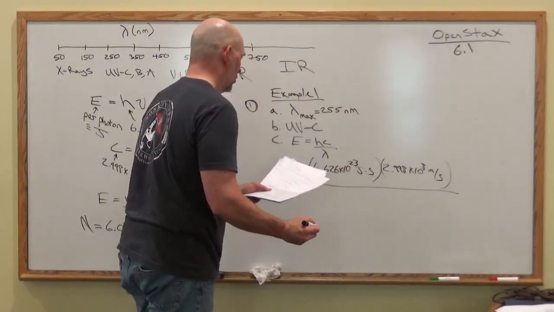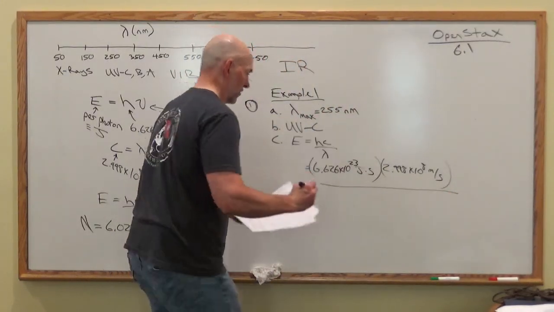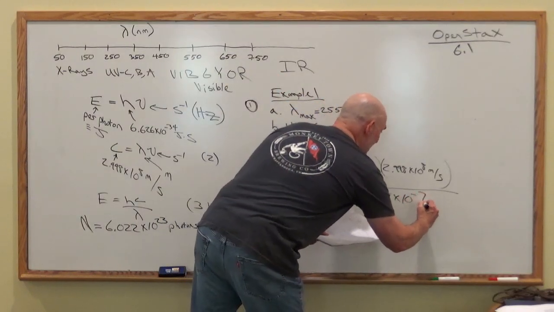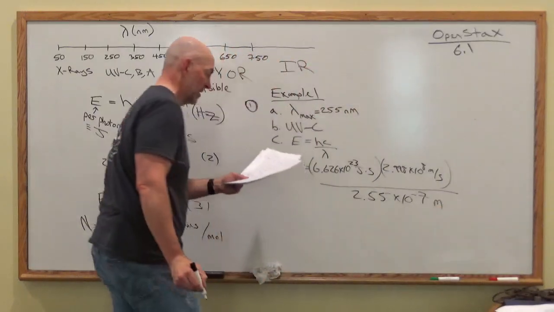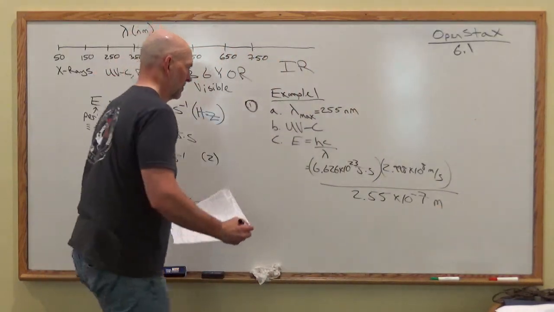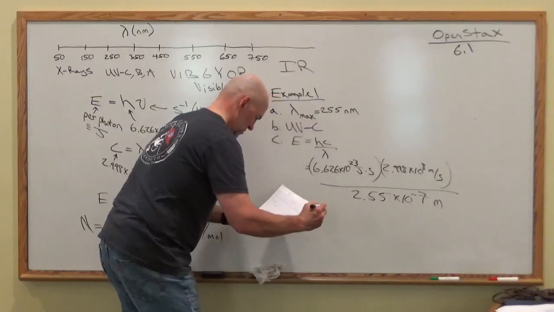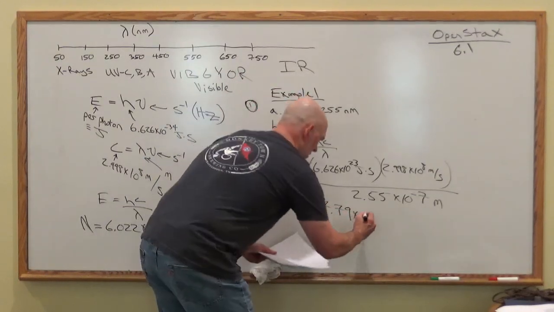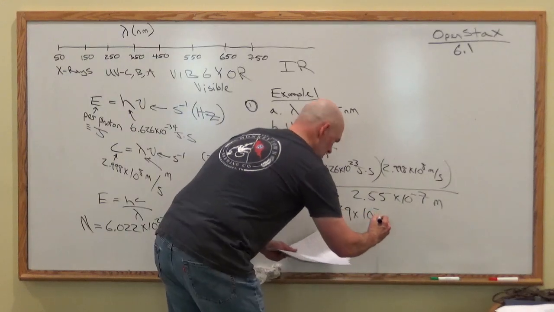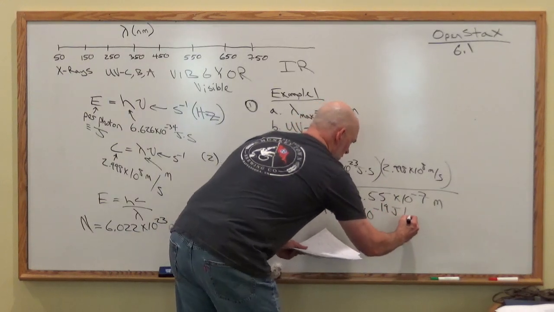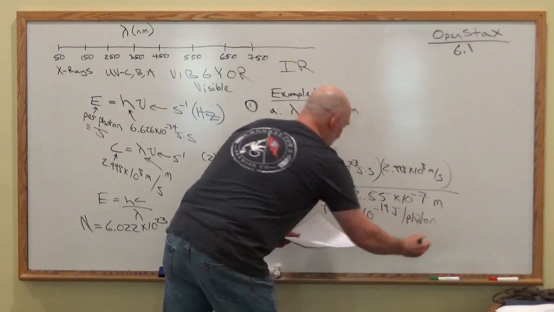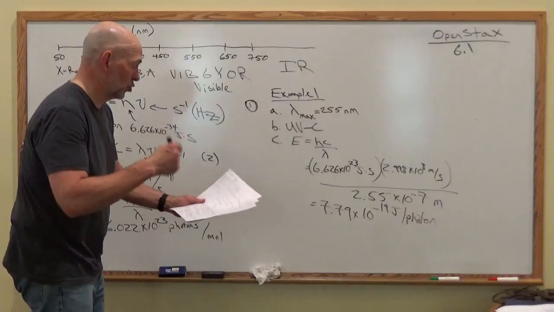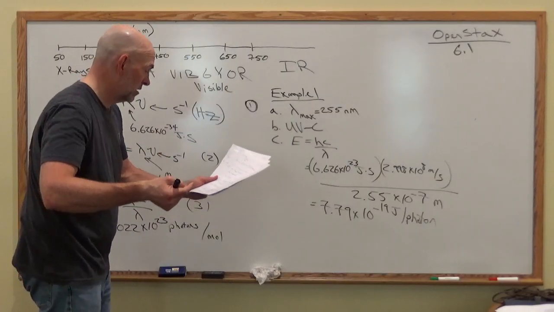Just make sure you put in your wavelength in meters. So I'll let you figure this out, but it's 2.55 times 10 to the minus 7th meters written in proper scientific notation. So the equation gives you 7.79 times 10 to the minus 19th joules per photon.